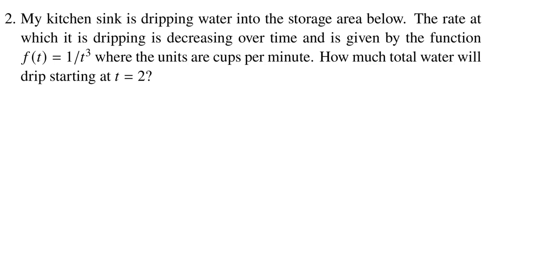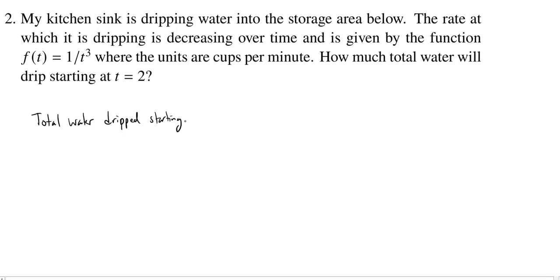All right, so this is a perfect instance where we should be using an accumulation function, i.e. an integral. So let's write down that the total water dripped, past tense, starting at t equals 2, is given by an integral. We're starting at t equals 2, so let's do that. And until when? Well, we don't know until when, so we just have to go off to infinity, right? That'll be the total amount.